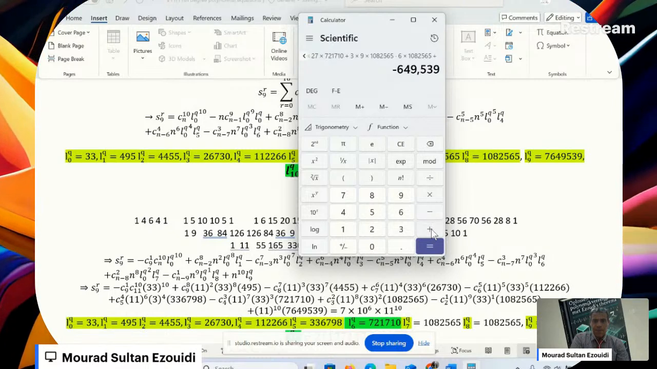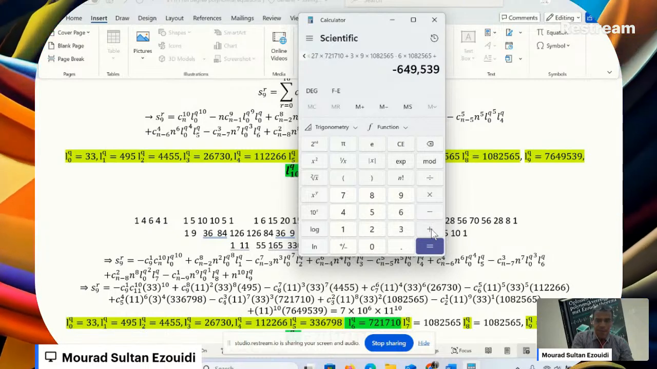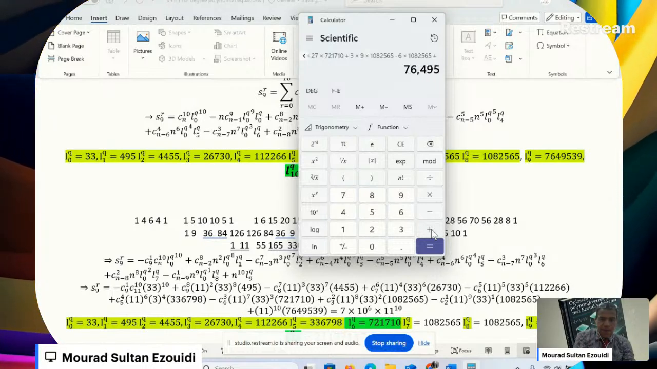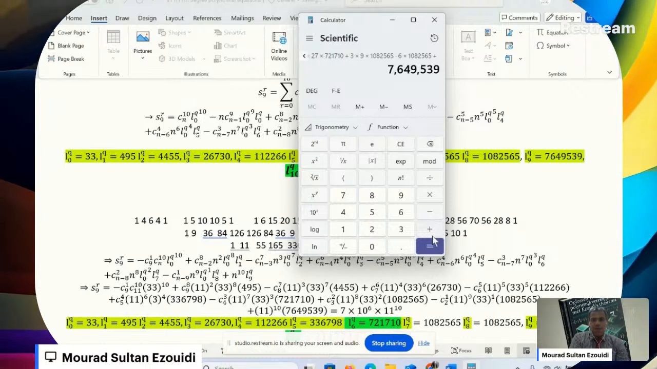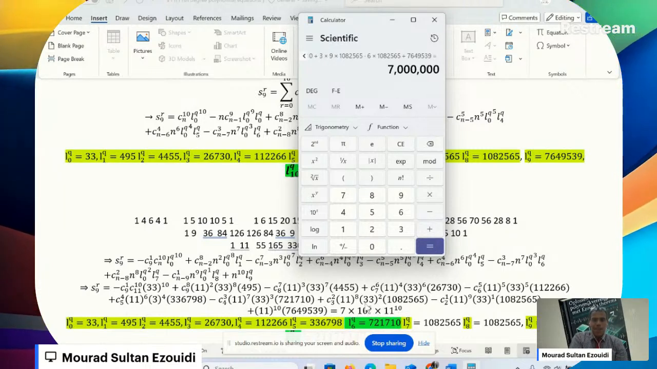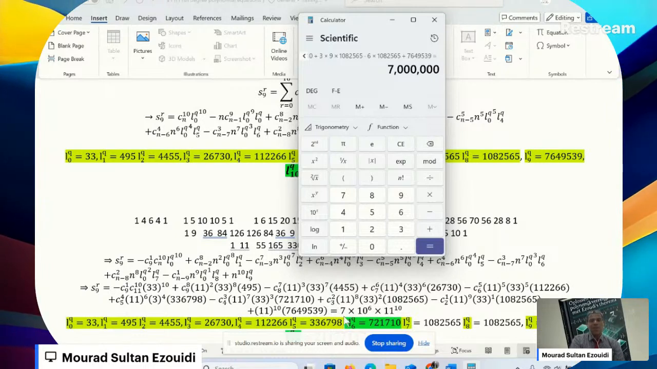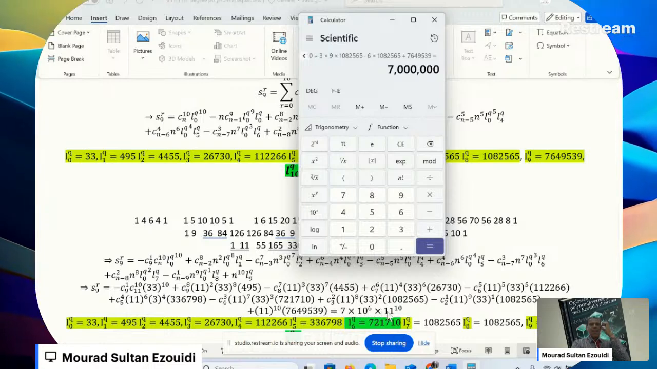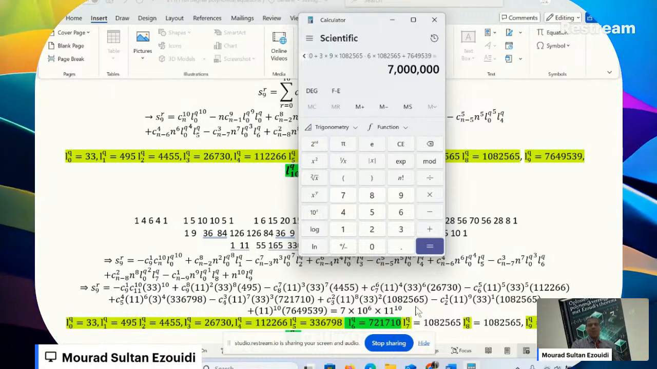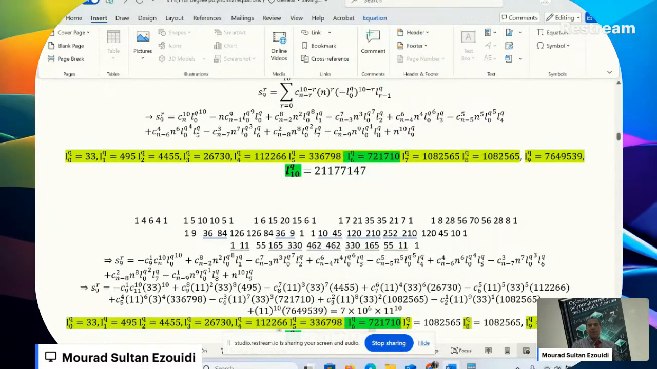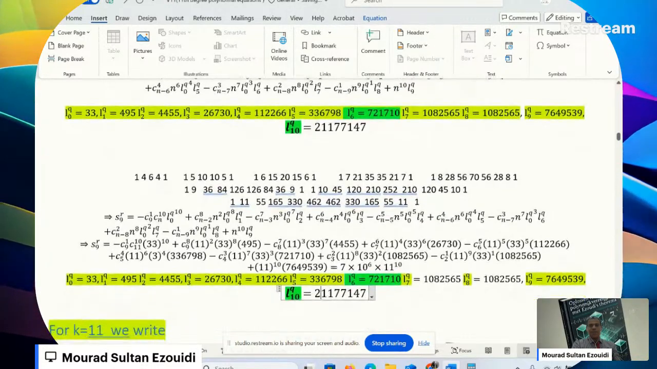7,649,539. I will make plus here. Plus 7,649,539. So this one is equal to 7 million, and you should multiply by 11 raised to the power 10. That's why we wrote it as 7 times 10 raised to the power 6 times 11 raised to the power 10. Okay? We continue, my kids.